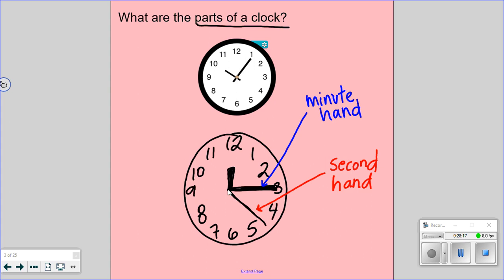Go ahead and draw that hand. Aren't we going to learn about milliseconds? No, but that is just a smaller unit of time.